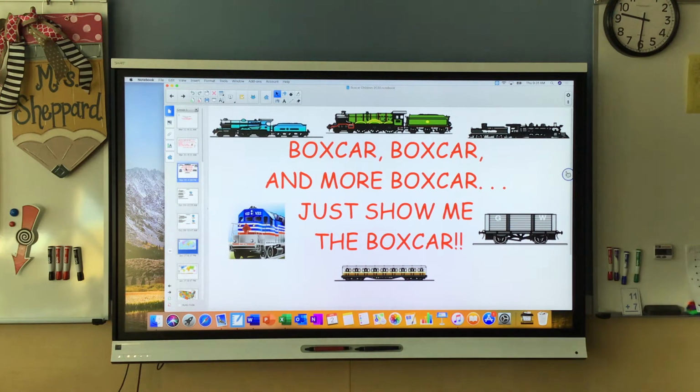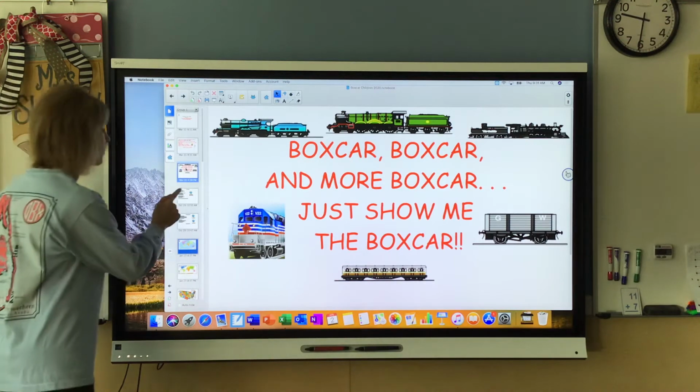Boxcar, and more boxcar. Just show me the boxcar.